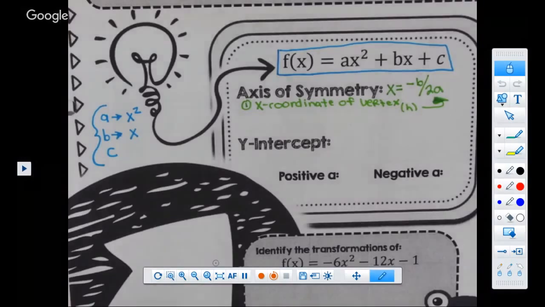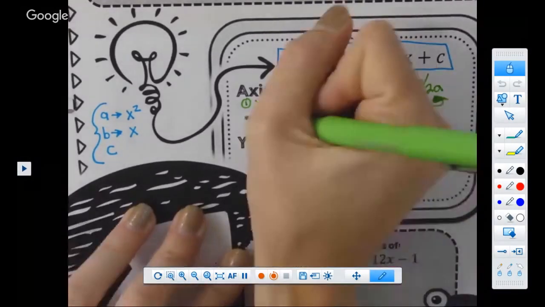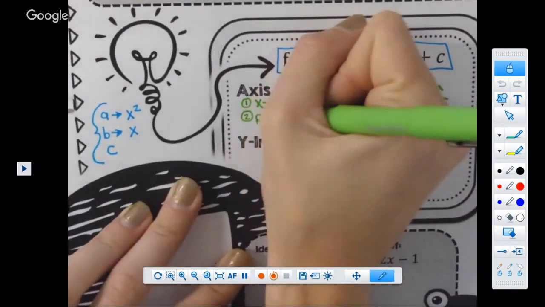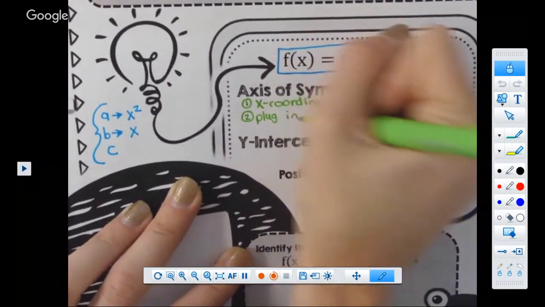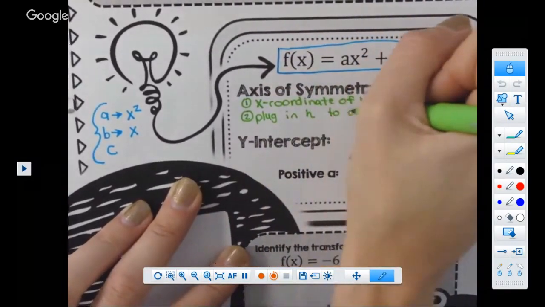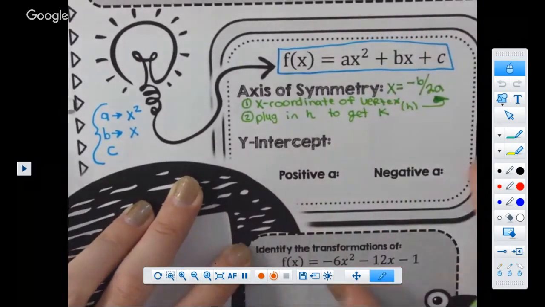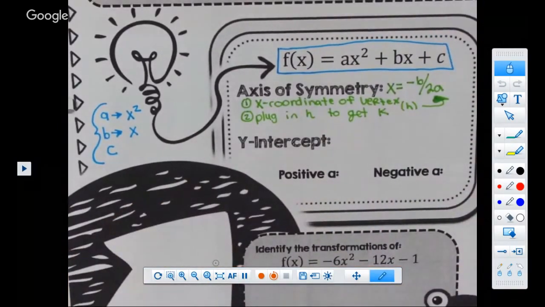The second thing that you've got to know: you're going to plug in h to get k. In order to graph these, and eventually we will, though we're not going to graph them today, we need the vertex. So to find h is a little simple formula: negative b over 2a. We're going to plug h into the equation, and then we're going to get an answer. So it's just algebra and calculator stuff.